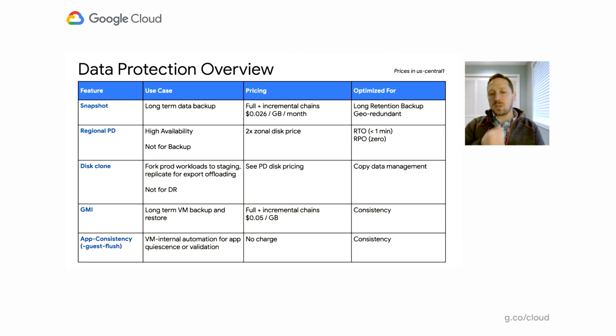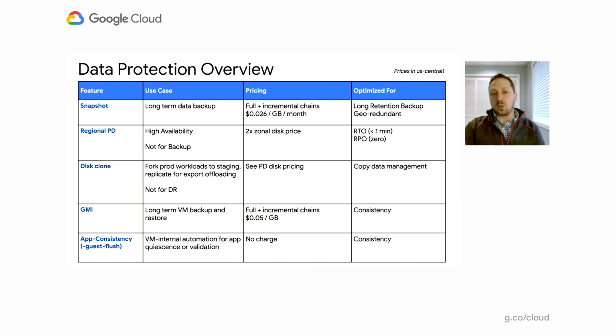Again, disk clones, also not intended for disaster recovery. Those are optimized for efficiently creating new disks in the same zone from a production workload. So again, we talked about the examples of export offloading, forking data into staging very frequently, optimized for that purpose.